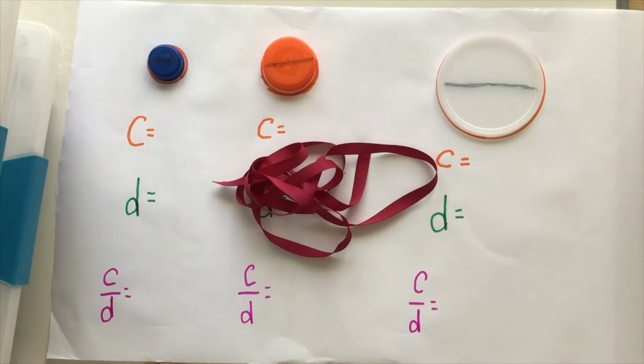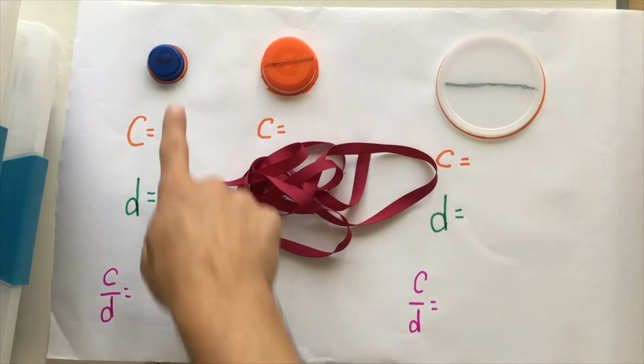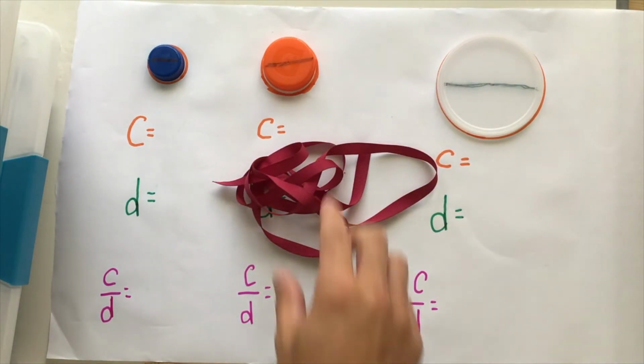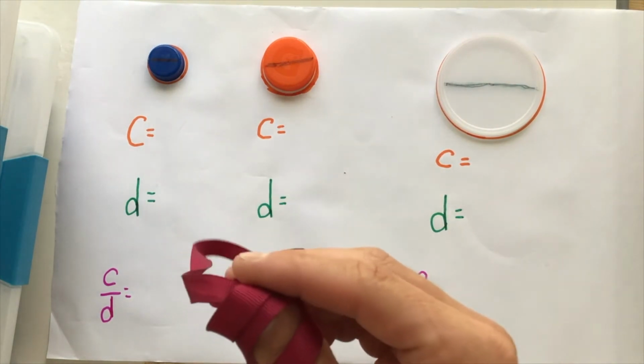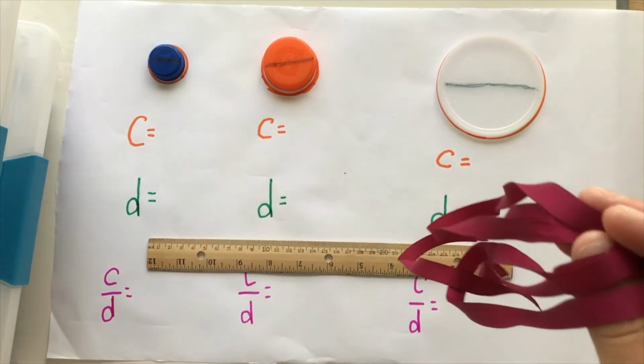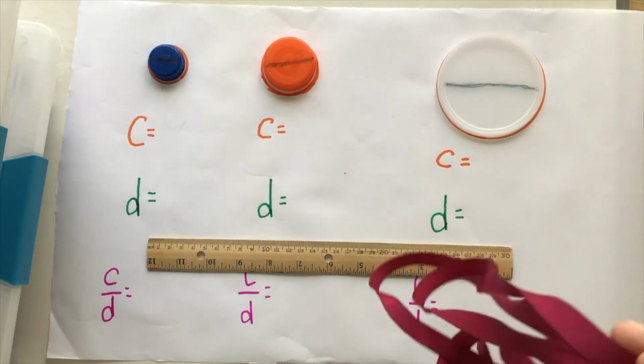Today we're going to do a mathematical experiment to find one of the biggest discoveries in all of math, and it's true for every circle. So our materials today are any circles. In this case, we're going to use bottle caps and some ribbon. You can use string, you can use whatever you want that is loose. And we have a ruler with the centimeter side.